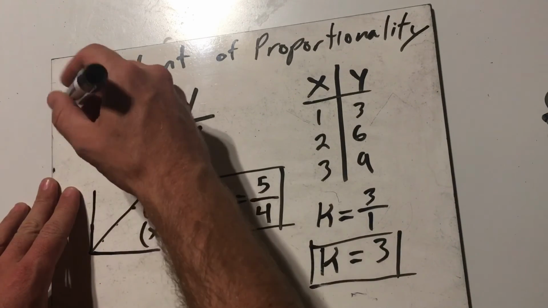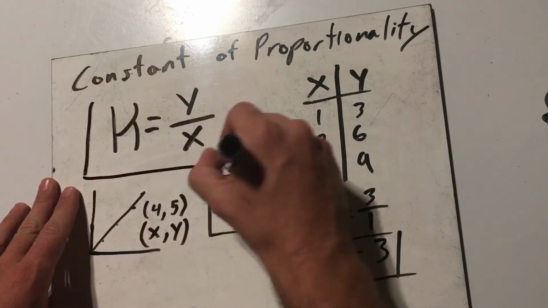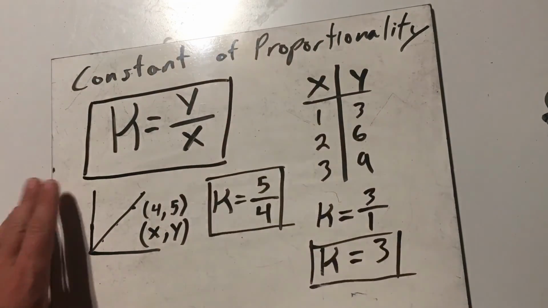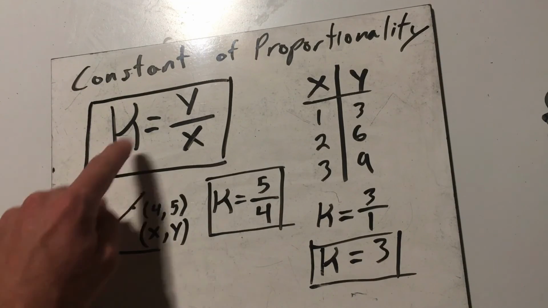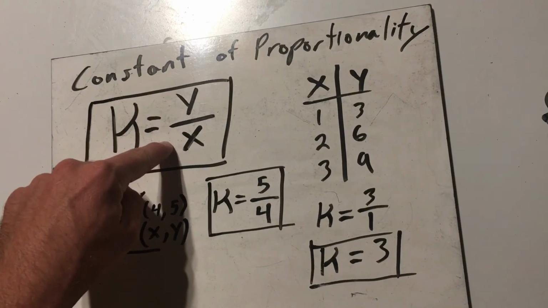Otherwise, once you know x and y, you can find your constant of proportionality, knowing that k always equals y over x. Your constant of proportionality always equals y over x.